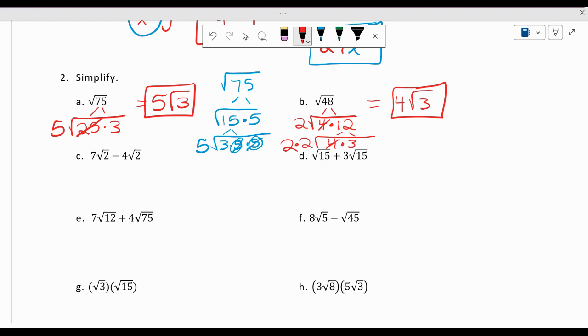That is simplifying. In letter C, now I do have an operation, so they're asking me to subtract 7 radical 2 minus 4 radical 2. Because they have the same radical, I could combine the coefficients. So 7 minus 4, that's 3. But we do not combine the radicals. That stays as the same thing. If I had 7 radicals of 2 minus 4 radicals of 2, that means I have 3 radicals of 2. That should logically make a little sense.